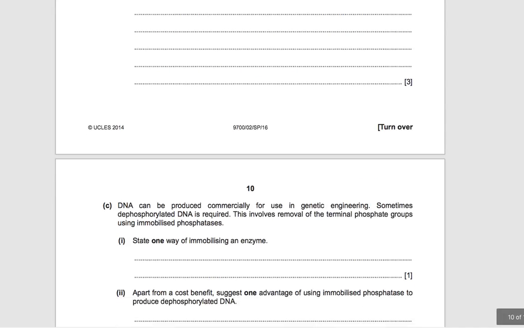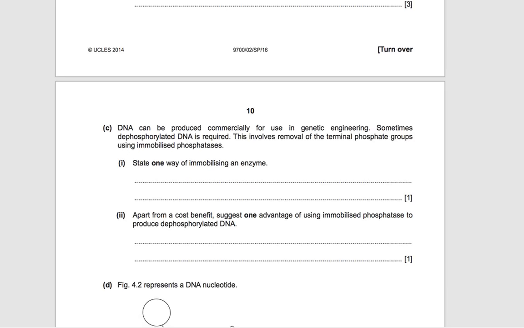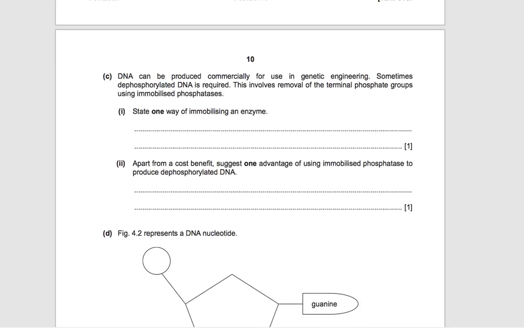DNA can be produced commercially for use in genetic engineering. Sometimes dephosphorylated DNA is required. This involves removal of the terminal phosphate groups using immobilized phosphatases. State one way of immobilizing an enzyme. So one easy one to remember is to have your enzymes in sodium alginate beads. So they are encapsulated in this bead where they can still be active at the interface of the bead, but they're not released into the surrounding area.